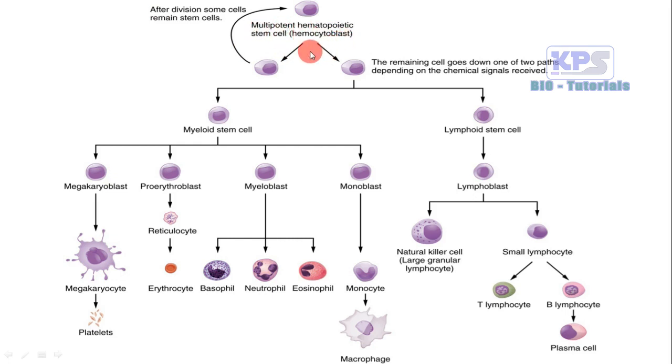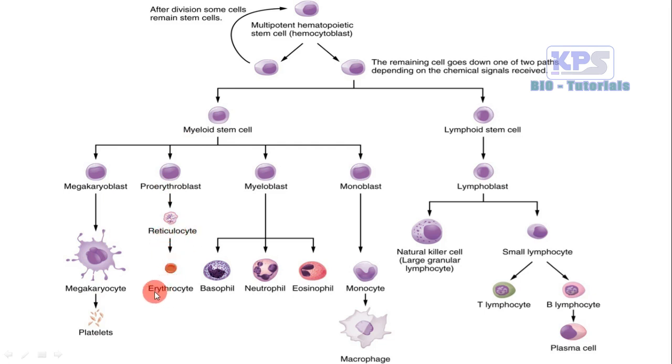These hemocytoblasts may develop into two lineages of cells. They may develop into a myeloid stem cell or a lymphoid stem cell. This myeloid stem cell can develop into a megakaryoblast, which then develops into a megakaryocyte, from which the platelets are formed. Or the myeloid stem cell can develop into a proerythroblast. From the proerythroblast cells, the reticulocytes will be formed.